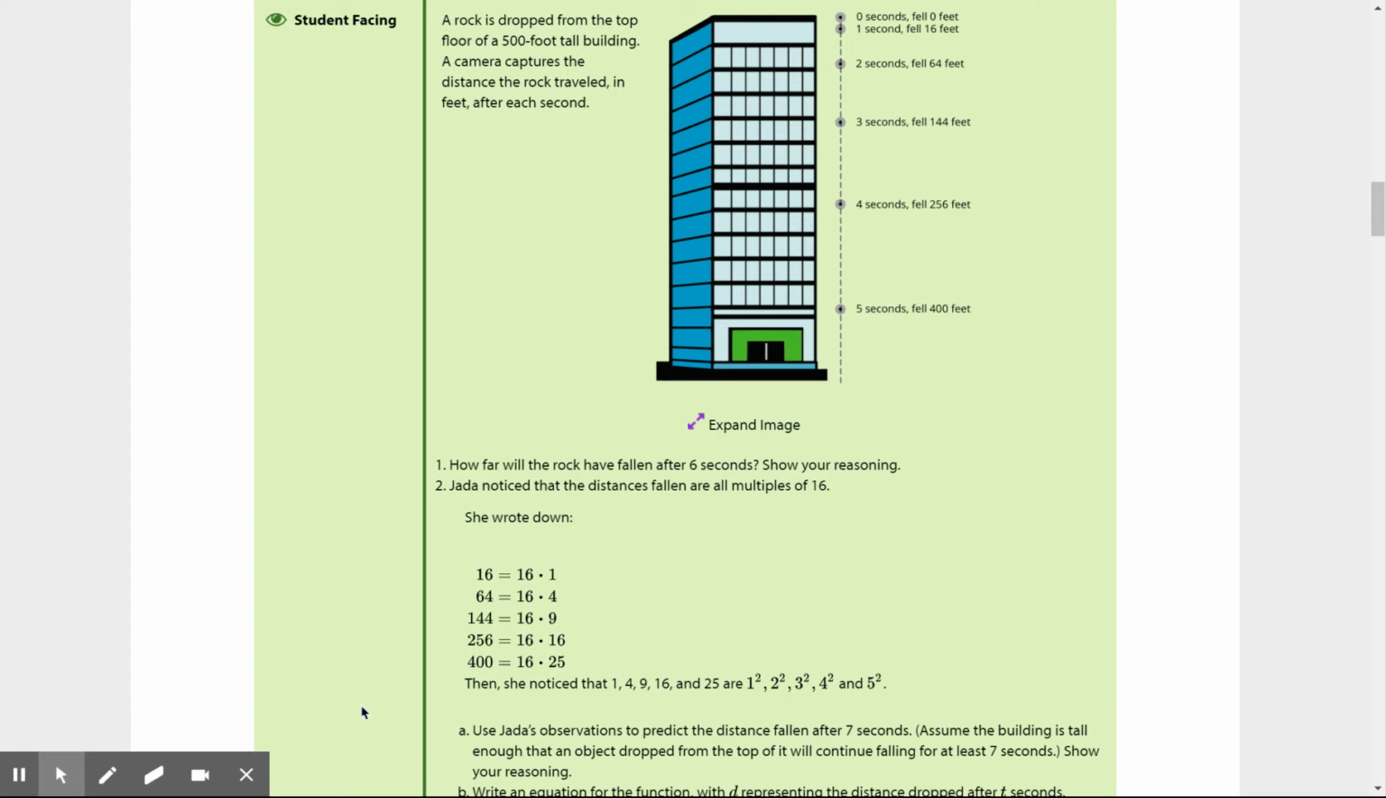So if it's telling me that 5 seconds is 16 times 25, and they get that because it's 16 times 5 squared, what I really need to do here is 16 times 6 squared and see what that's going to give me. And 16 times 6 squared is 16 times 36. So we're going to see what's 16 times 36. So that's 576. So now we just proved that our answer from 1 was correct as well.